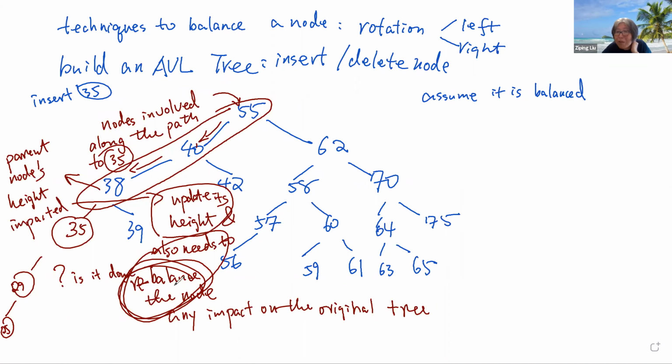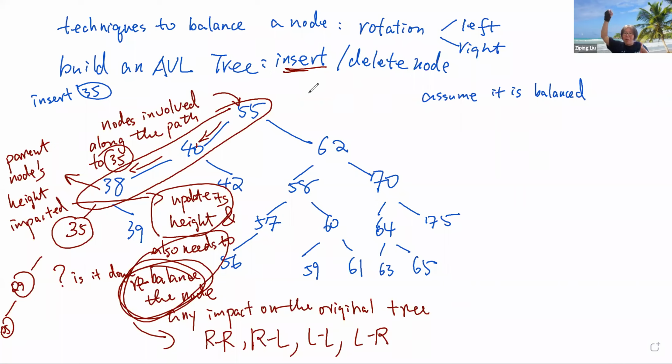And how do we rebalance the node? Apply the case, either right-right, right-left, left-left, or left-right. You pick one of the cases and then you balance it. So that's the case whenever you do insert. After you insert a node, along the path, all of the nodes, you need to update their heights. You also need to rebalance them.